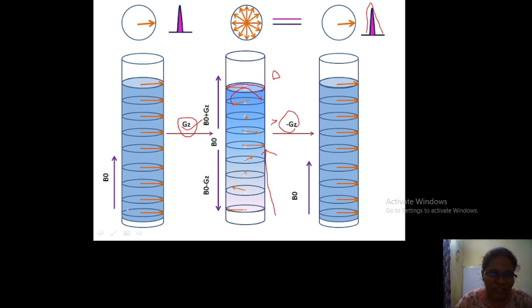The sample is at a homogeneous magnetic field B naught. You applied a gradient Gz. Now there will be a dephasing of magnetization vectors. Now you are not providing minus Gz, the reverse gradient, but you are letting the sample be idle for some time. Let us see what happens if I do so.